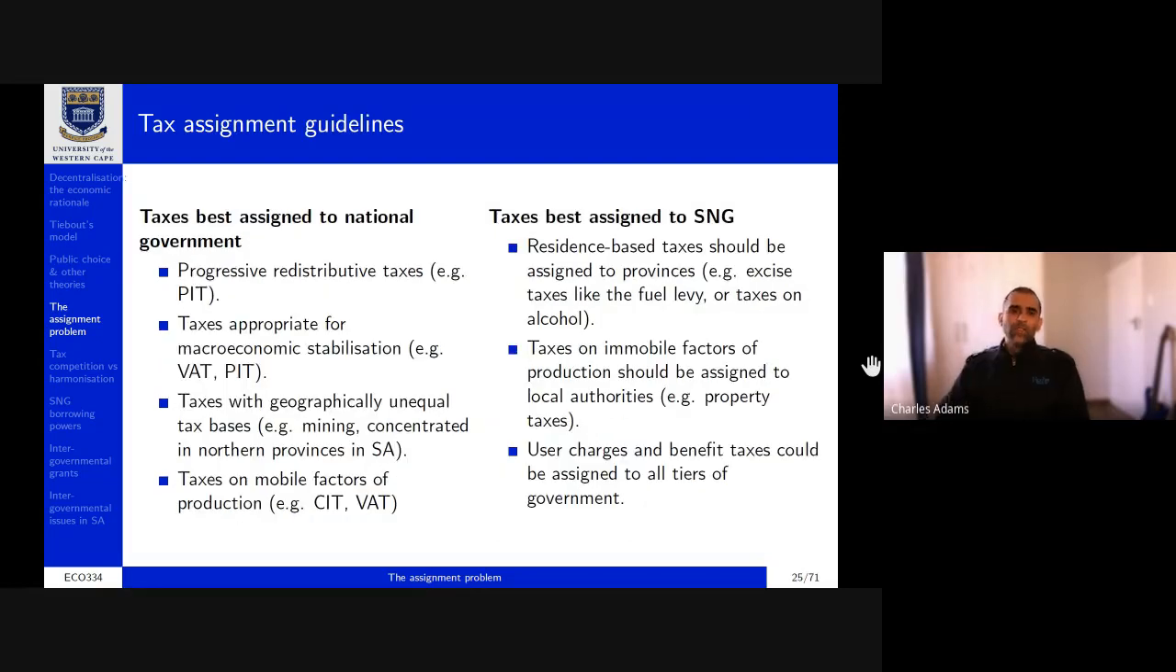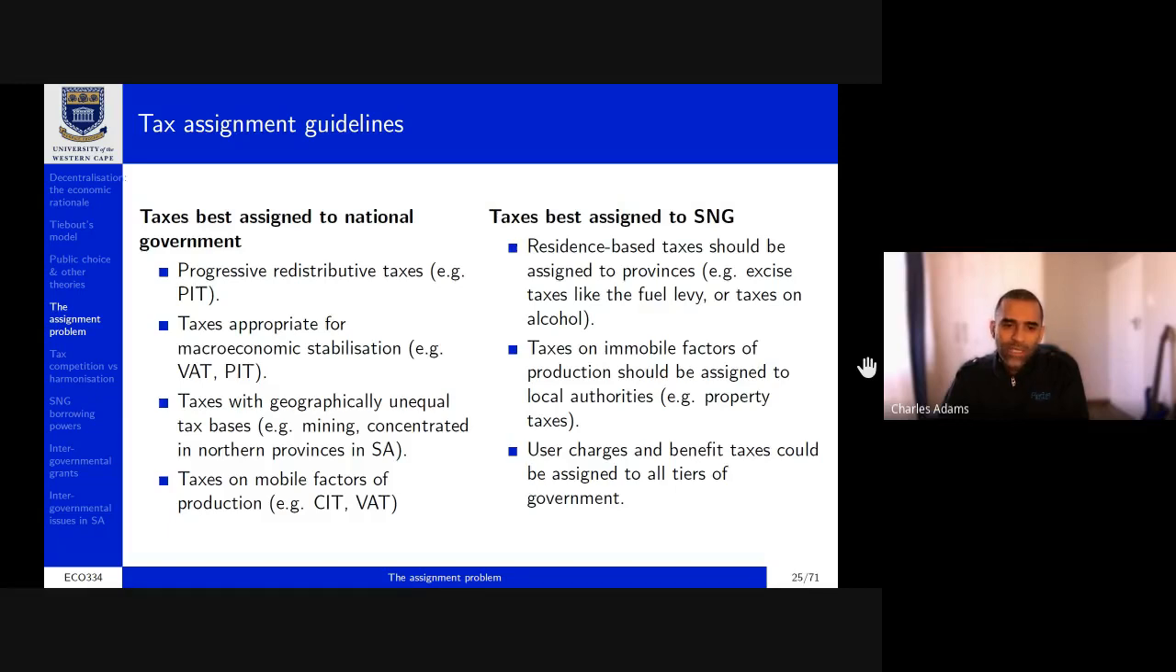Okay, so here are some guidelines for tax assignment. The taxes that are best assigned to national government include progressive redistributive taxes such as personal income tax. Also, taxes that are appropriate for macroeconomic stabilization. Again, this includes personal income tax because of the scale of that as a revenue source for government, as well as VAT, which is the second largest revenue source for government.